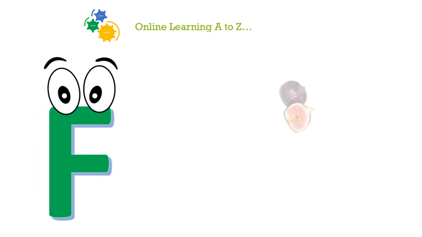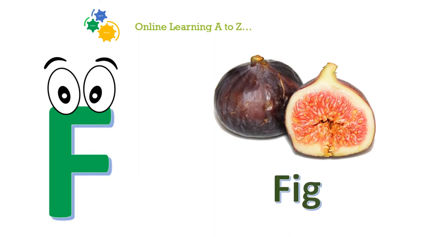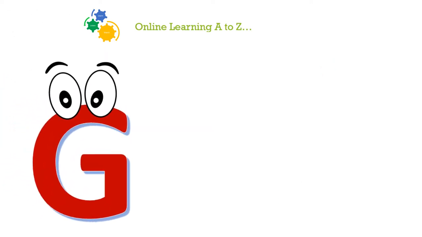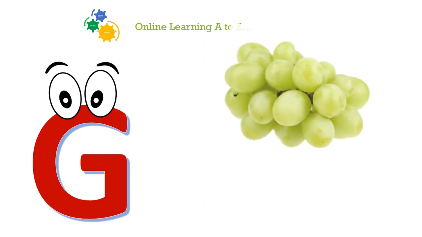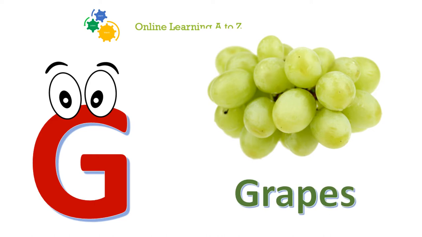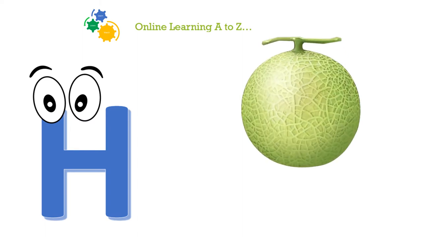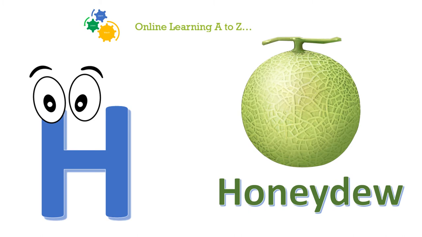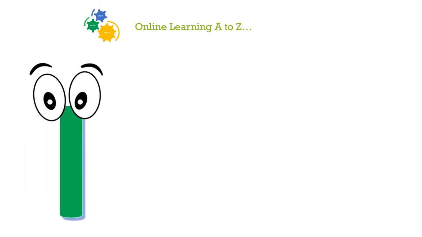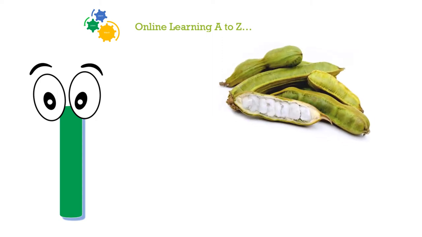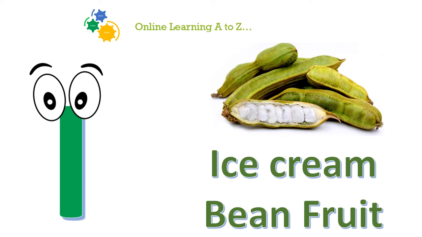F. F is for fig. F for fig. G. G is for grapes. G for grapes. H. H is for honeydew. H is for honeydew. I. I is for an ice cream bean fruit. I for ice cream bean fruit.